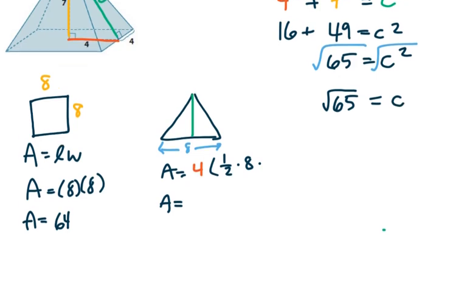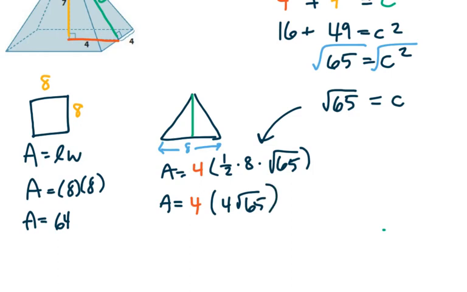So now that I have that, I can go back over here and fill in what I was attempting to work on before. So I have 1/2 times 8, which is the base, times the square root of 65. And I have 4 of those because I need to do this all the way around the pyramid. So I'm going to have 4 times 1/2 of 8 is 4 square root of 65. And then I can multiply those, and I'll have 16 square root of 65.